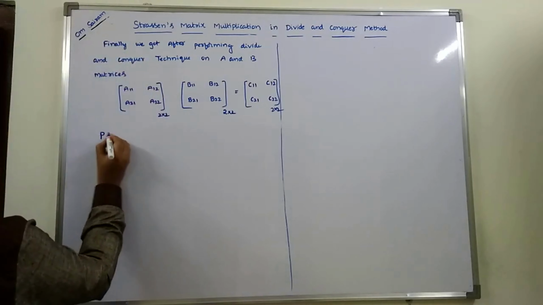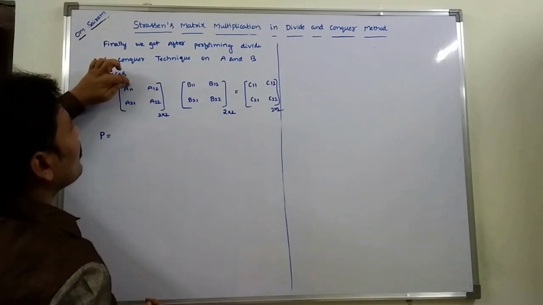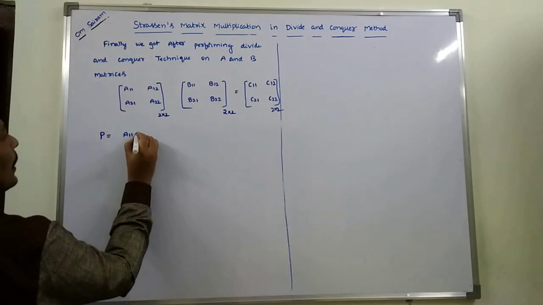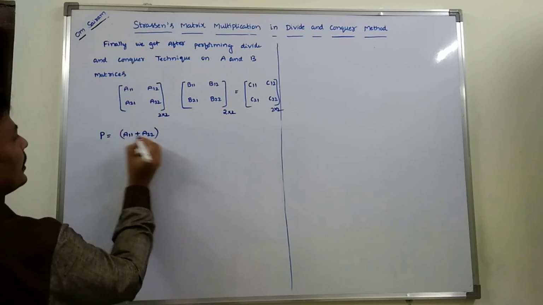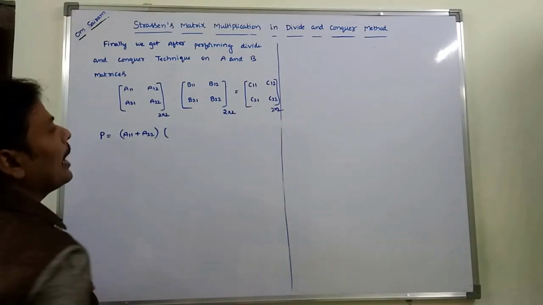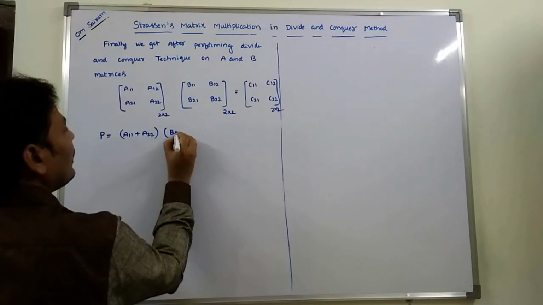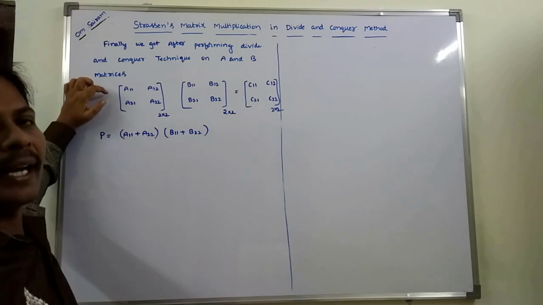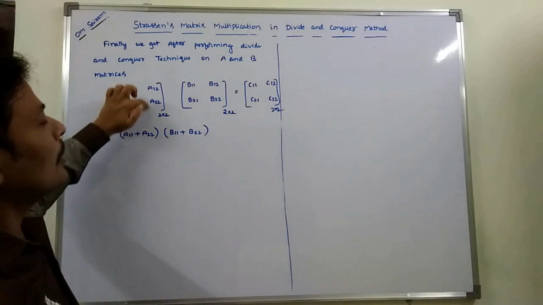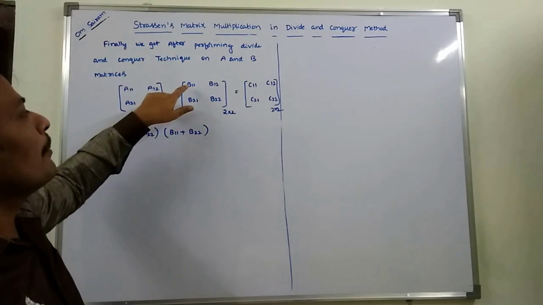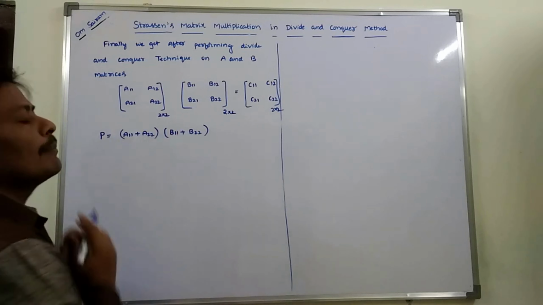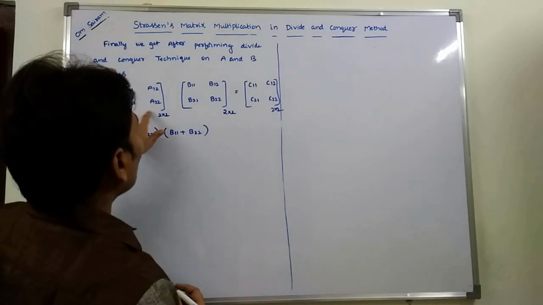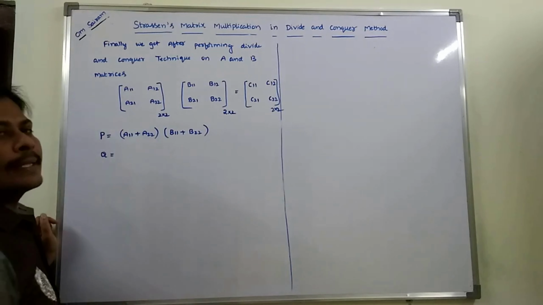First, the equation P is equal to, first we combine diagonal elements: A11 plus A22, adding diagonal elements in matrix A, is multiplied with adding diagonal elements in matrix B, B11 plus B22. So both are multiplied. Second, Q is equal to, next we have to add these two, A21 plus A22.